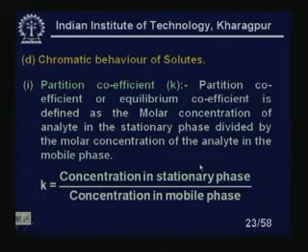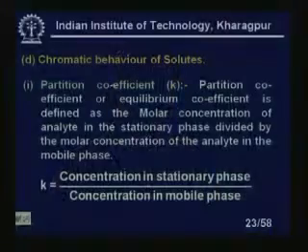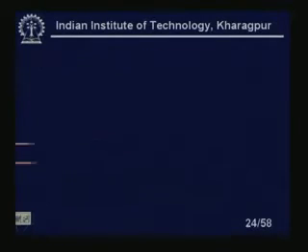Partition coefficient, there are some terminologies we are going to introduce. Partition coefficient or equilibrium coefficient is defined as the molar concentration of analyte in the stationary phase divided by the molar concentration of the analyte in the mobile phase. Analyte means the sample on which we are going to make the analysis, right. K is given by concentration in stationary phase upon concentration in mobile phase.